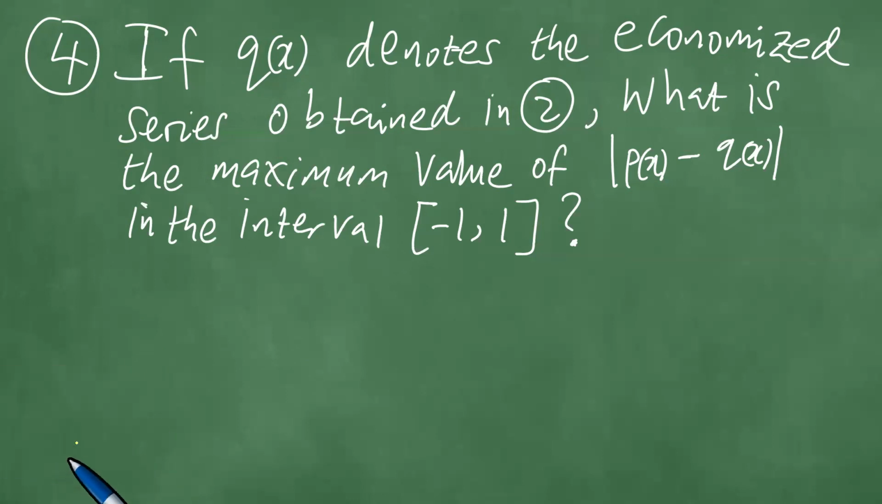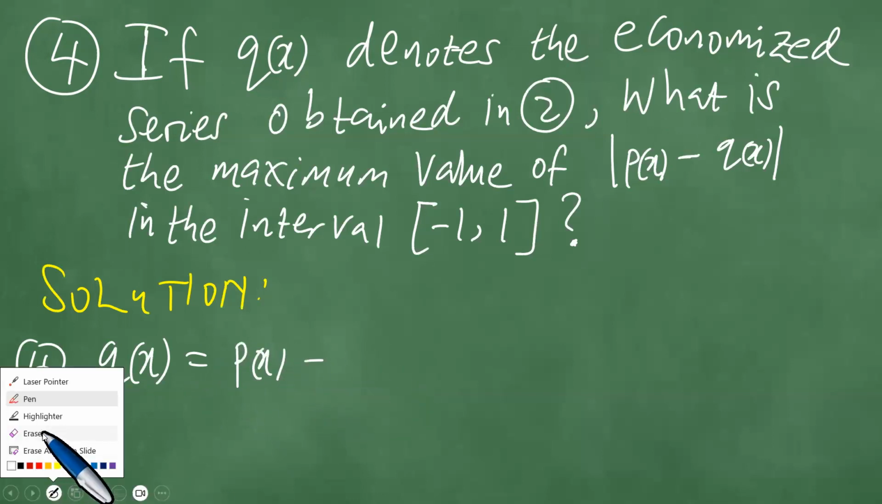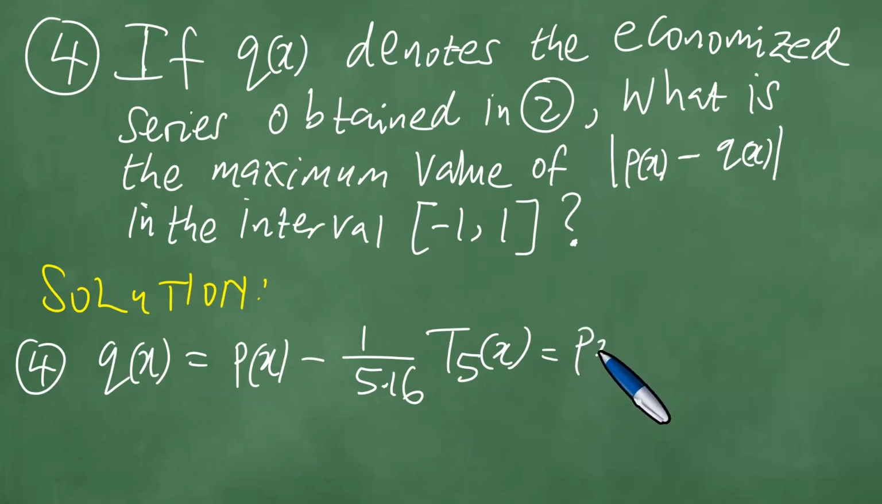Right, so we look at the solution to this. What becomes the solution to this? Now, a couple of things remain very important. Q of X is the economized one. So we called it this: P of X minus 1/5 of 1/16 T5 of X, which is P of X minus 1 out of 80.